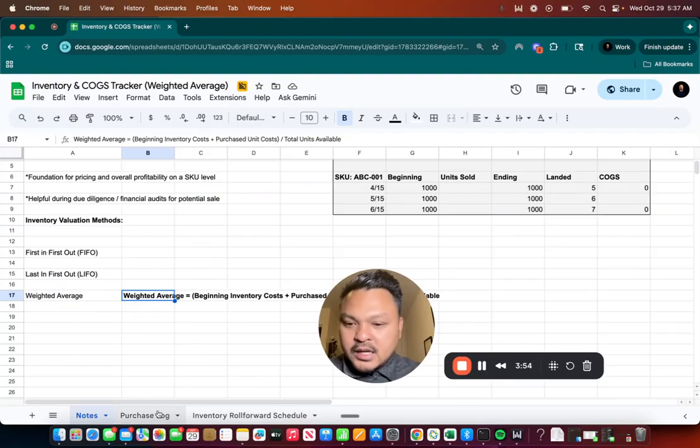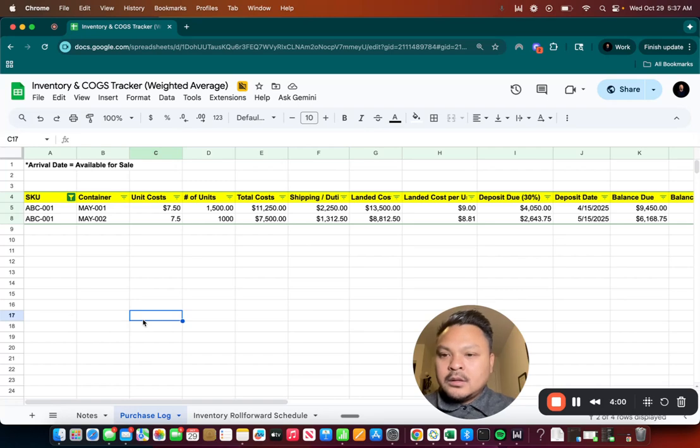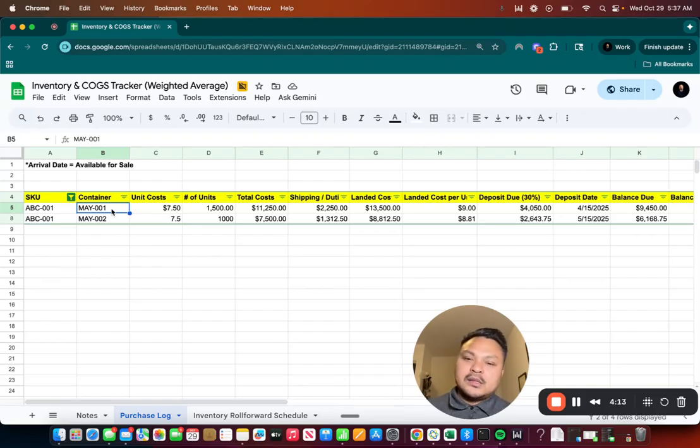In this tab here, we have the purchase log. It's really important to make sure that you're keeping a log of all your purchases, right? I understand that you guys might order a container and have three different SKUs in one container. In that case, you might want to divvy up units, but I'm going to keep the example simple here. So say we have SKU number ABC-001, and again, keep your SKU numbers consistent. Have a consistent methodology for naming your SKUs, because this is going to help in tracking those costs.